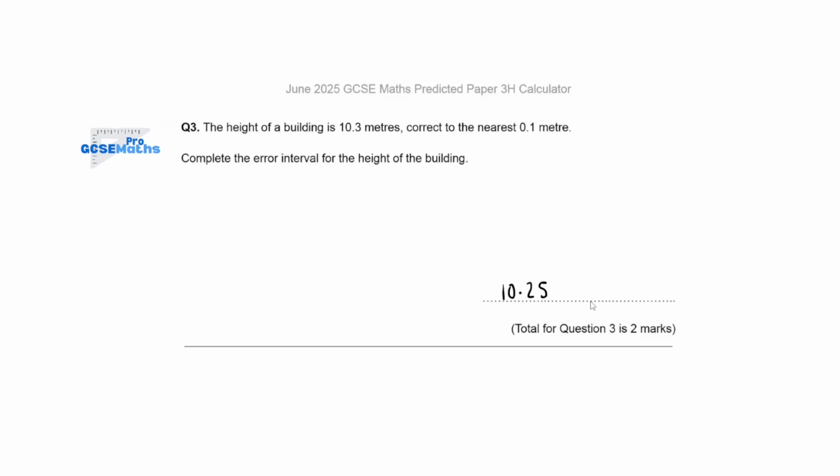Now they have left it blank, so we need to write the interval, as in the inequalities. So the smallest number is always less than or equal to. Now I'm just going to put h for the height. And then the second inequality is just less than 10.35, because it can't be exactly equal to 10.35, because technically that would round up to 10.4, wouldn't it? So it's anything slightly less than 10.35, hence why less than and not equal to.